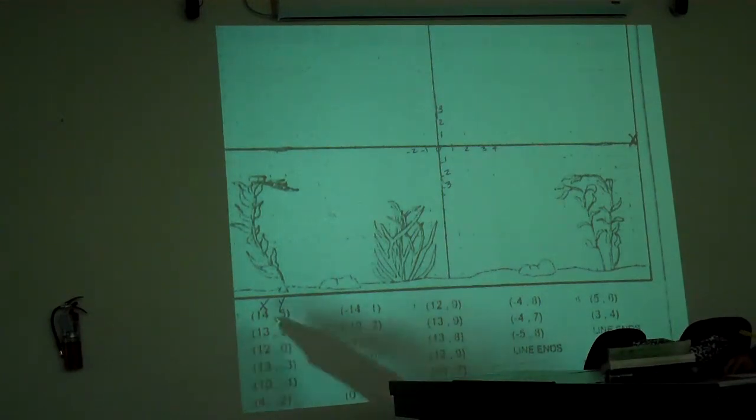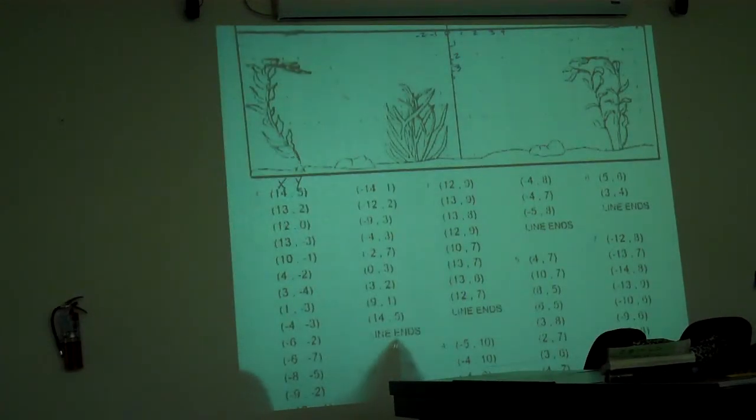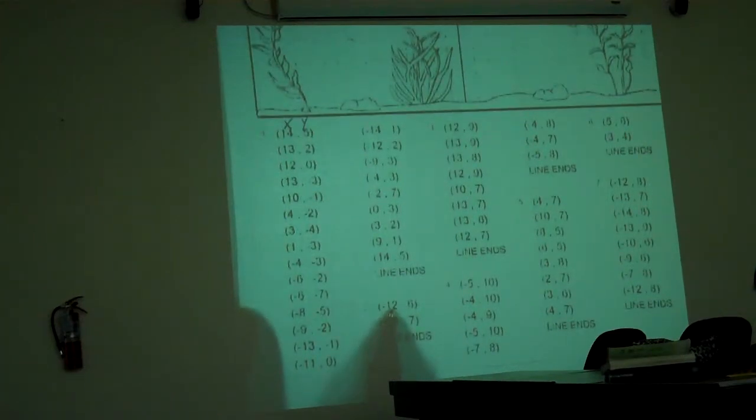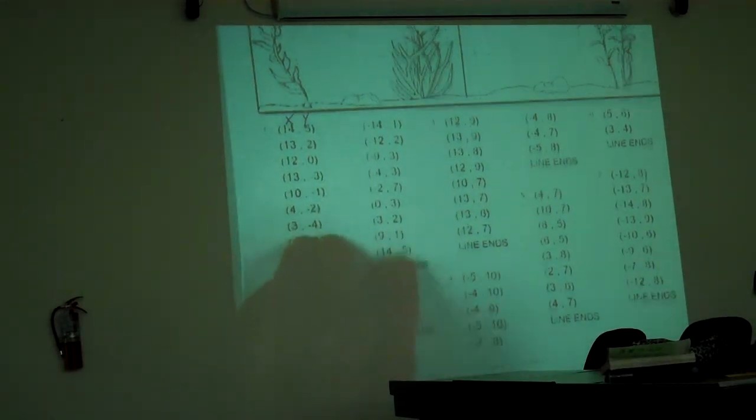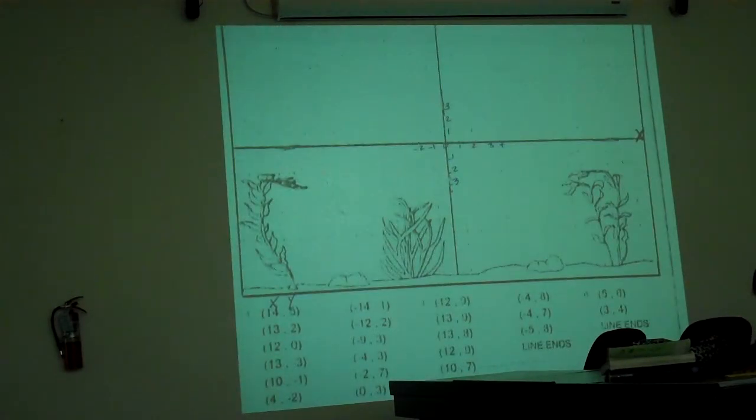And what you're going to do is connect all these dots in order. Okay? Connecting them in order until it gets to where it says line ends. And then you'll start a new dot, and then you'll connect it to the next dot. Okay? So I'll let you go ahead and work on those, and I'll walk around and help you. I'll give you some rulers so you can work on them.